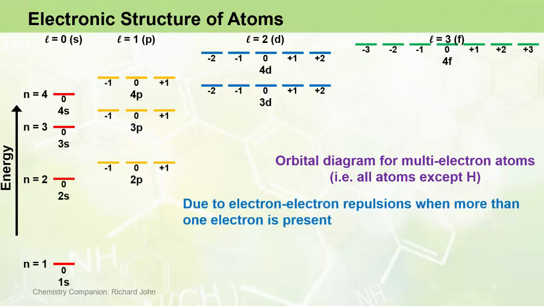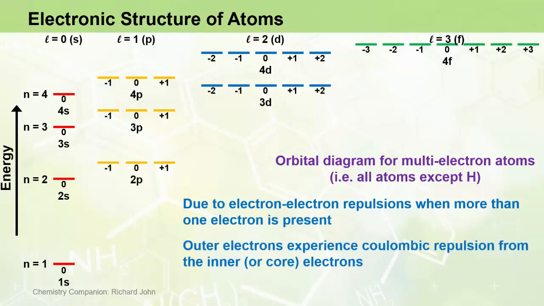And this is largely due to electron-electron repulsions when more than one electron is present. In multi-electron atoms, the outer electrons experience coulombic repulsion from the inner or core electrons.